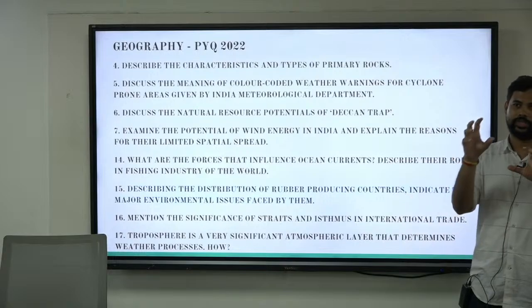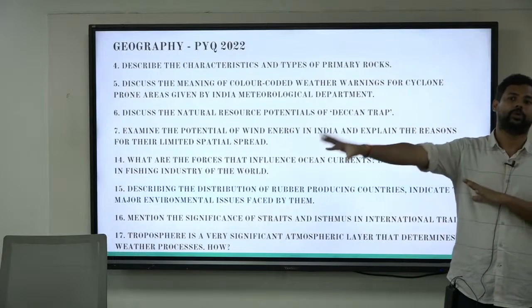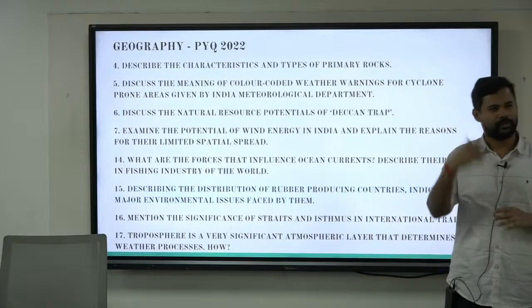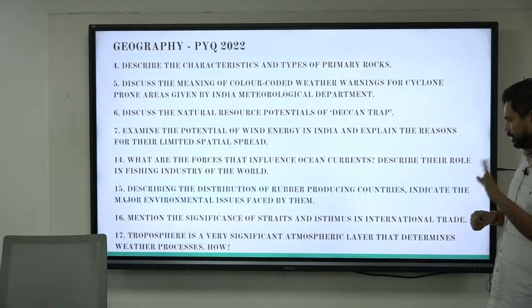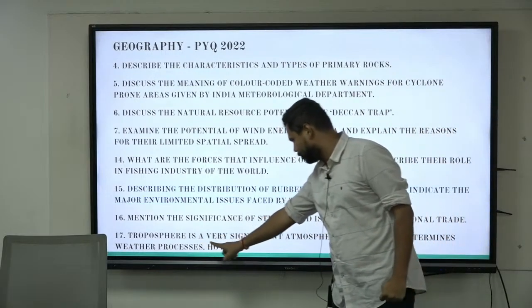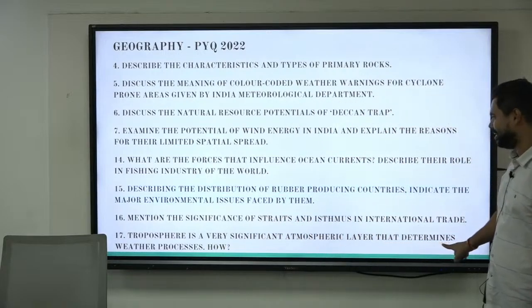Are you understanding this? So that you understand why we are doing this. Don't worry about the notes part. We will obviously deal with that later, more exhaustively only. Next, troposphere is a very significant atmospheric layer that determines weather processes.